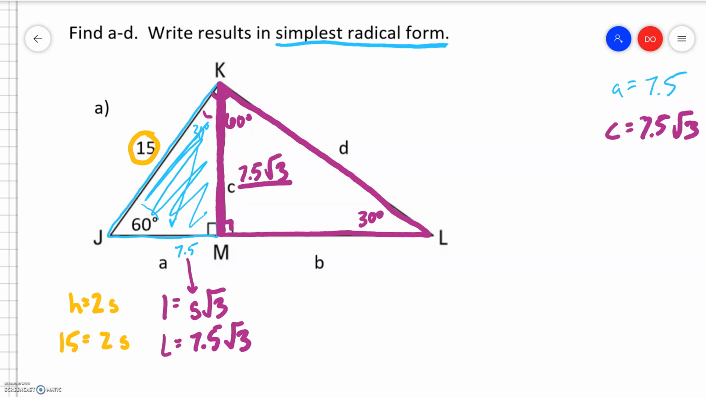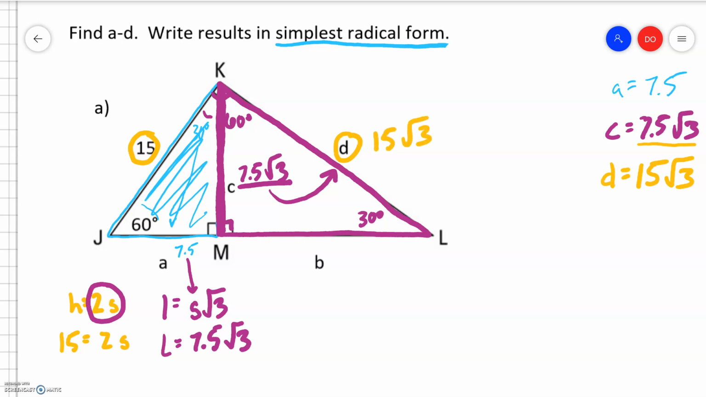Now that I know the short leg, I can produce the hypotenuse by taking the short leg and multiplying it by 2. So the hypotenuse, which is D, would be equal to 7.5 square root of 3 doubled. If I have 7.5 square root 3's, I would now have 15 square root 3's. There's the hypotenuse of that triangle on the right.